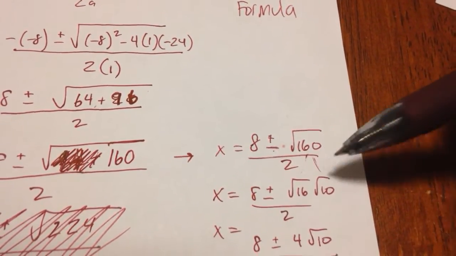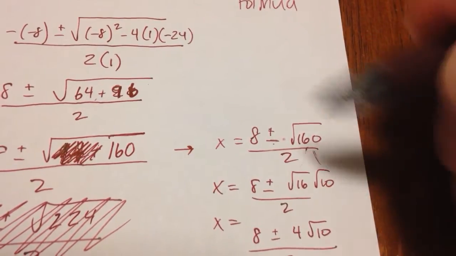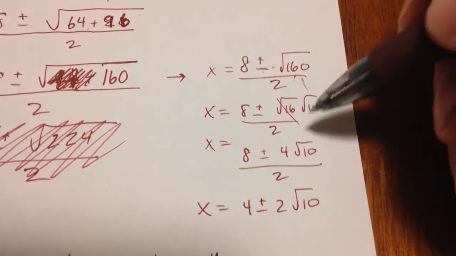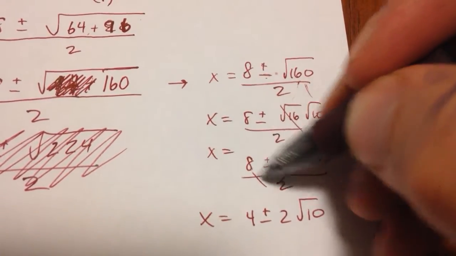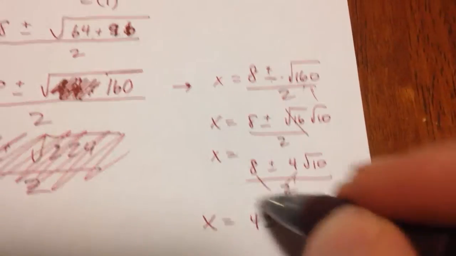I'm going to separate these two into the square root of 16 and the square root of 10. The square root of 16 is a perfect square. It's 4. So now what I have to do is divide both of these by 2. I divide the 8 by 2 and the 4 by 2. Your answer is 4 plus or minus 2 square root of 10.